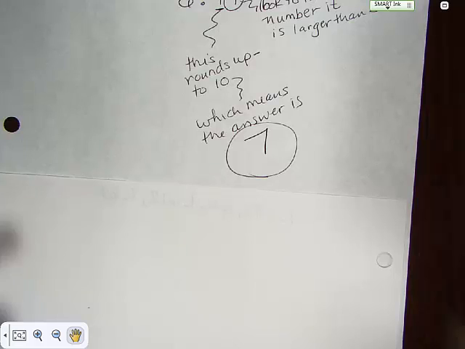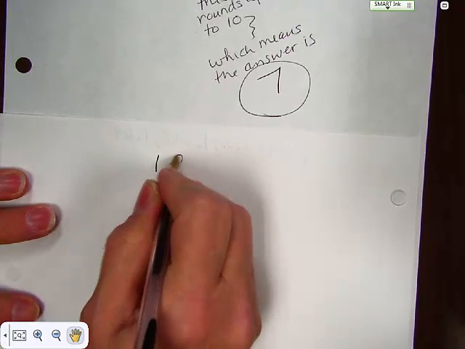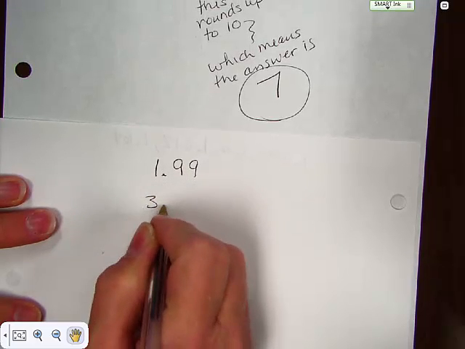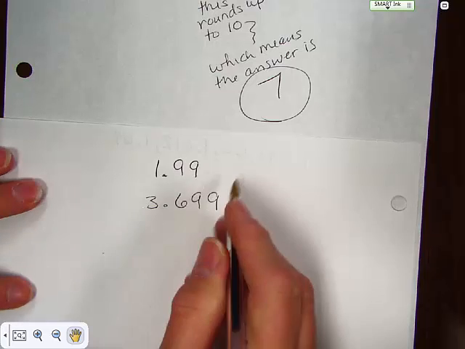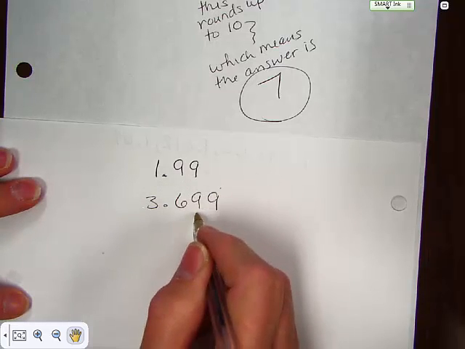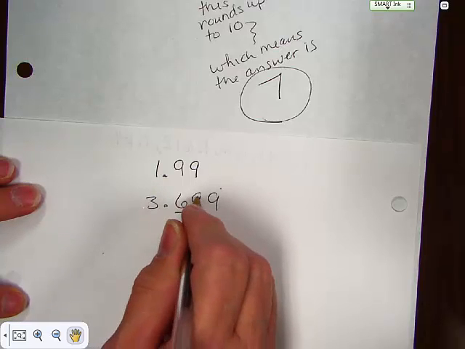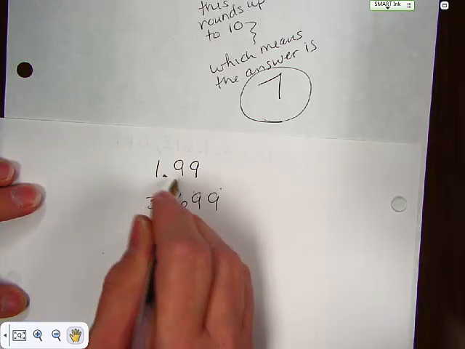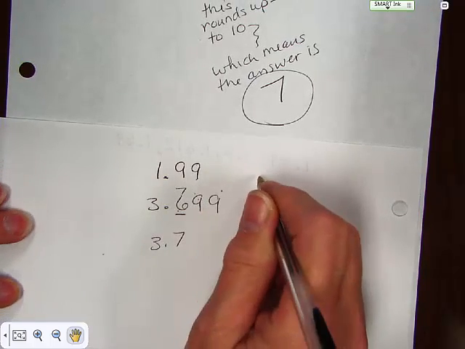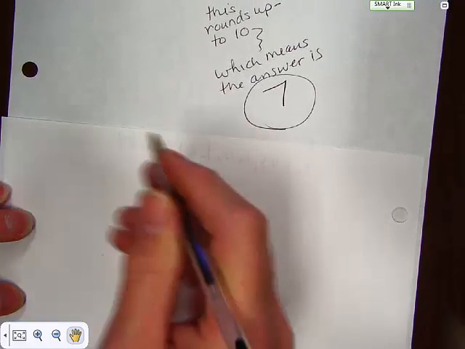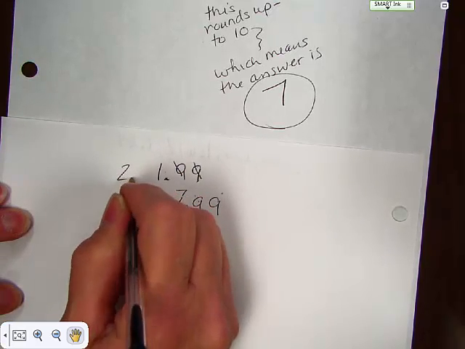That's going to happen anytime you have a list of numbers like 1.99 or 3.699. Look what happens here. This 9, if you're going to round to here, automatically makes this go to 7. So that becomes a 3.7. This 9 goes to 10. So you end up with a 2.